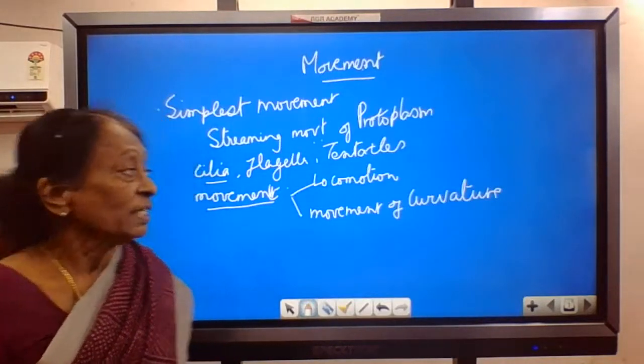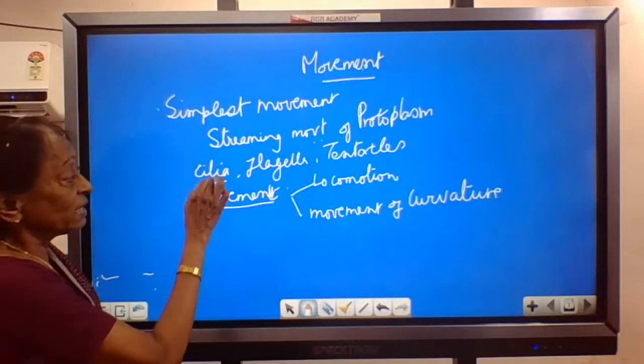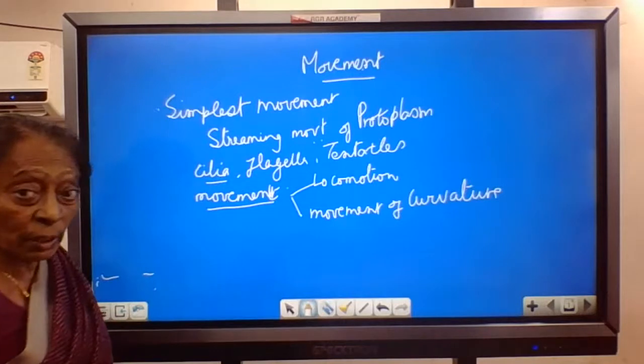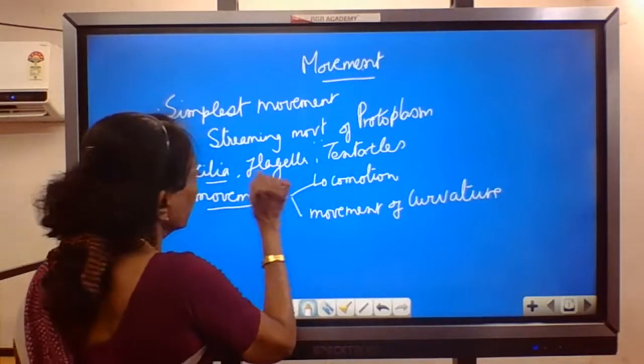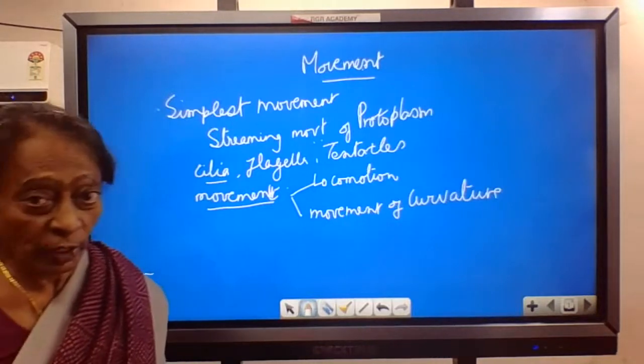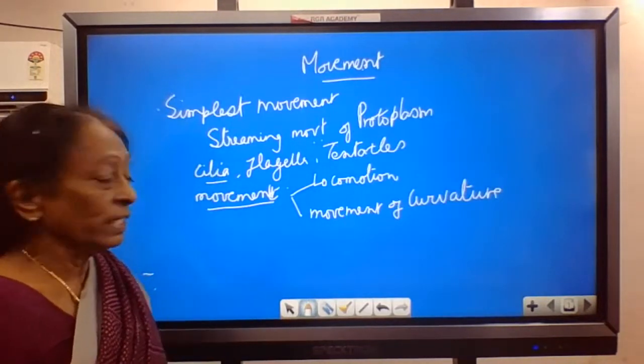That's one point. Secondly, what is this? These are organs of movement. What do organs of movement mean? These structures can help in locomotion as well as the movement of curvature. That means what? See, suppose you take cilia.